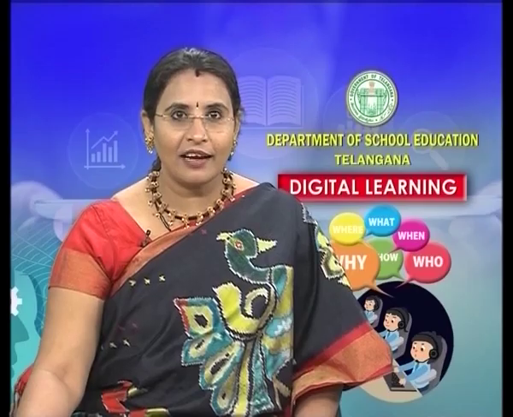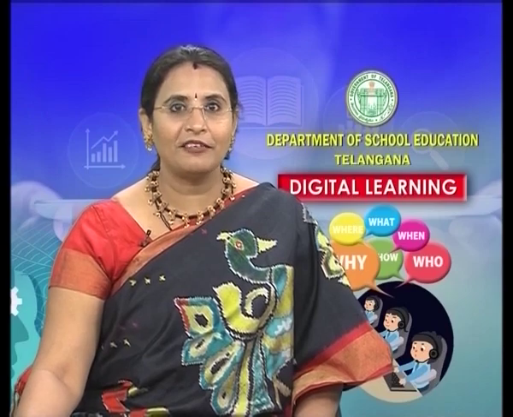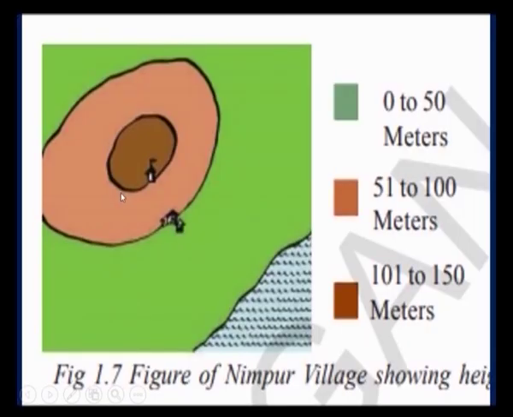So, did you all understand now? So, this is the map representation of the given figure of the Nimpur village. While measuring the height of a land from the sea level, you will find there are many places located at this 50 meters of height.